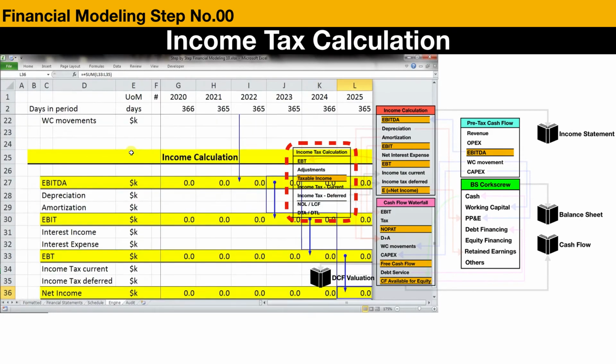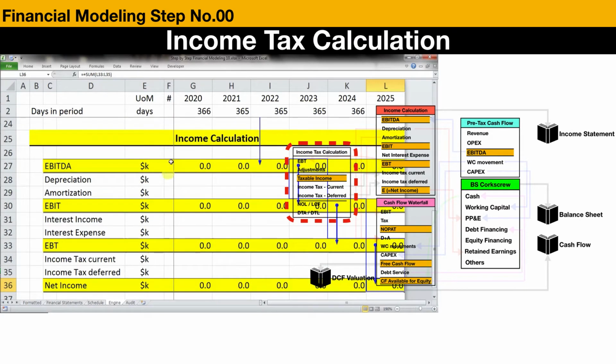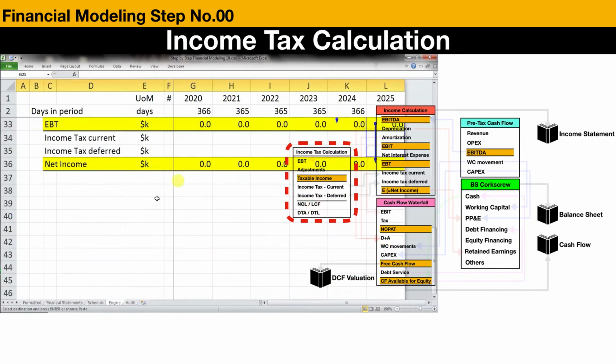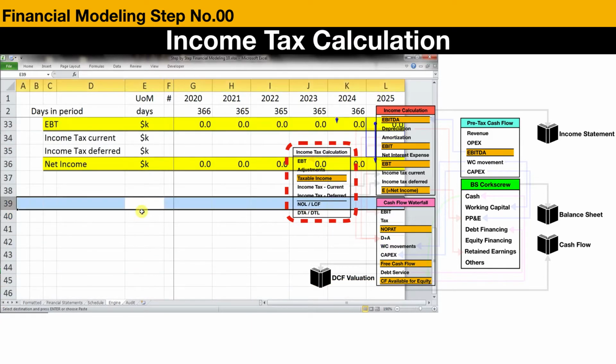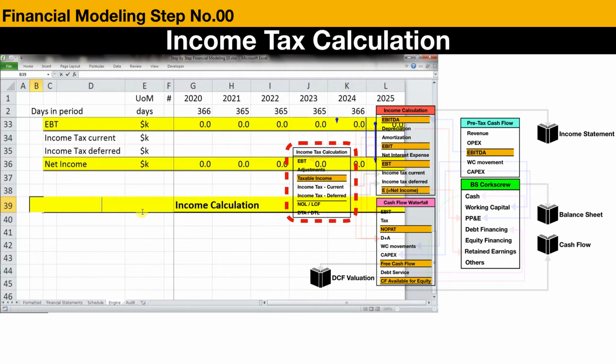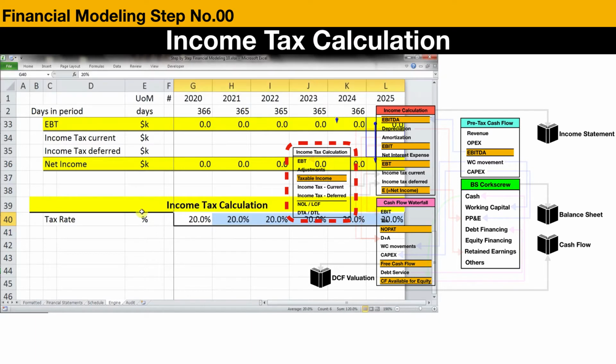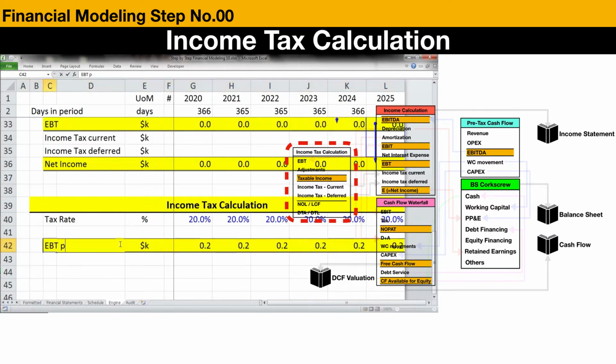Next, our third engine is income tax calculation. This engine is responsible for calculating taxable income, income tax expenses, and deferred tax assets and liabilities. We hypothetically set a 20% income tax rate throughout the period. Color blue indicates it is a hard-coded number. Later in the process this will be one of the input variables, and will be linked to the input sheet. But for now, we keep it as a hard-coded number.